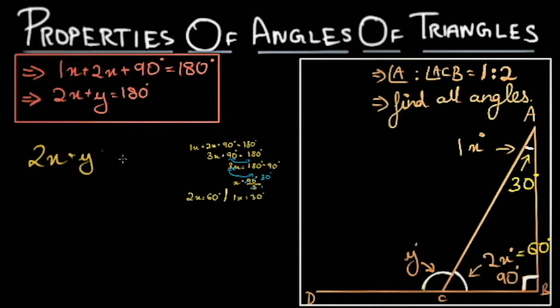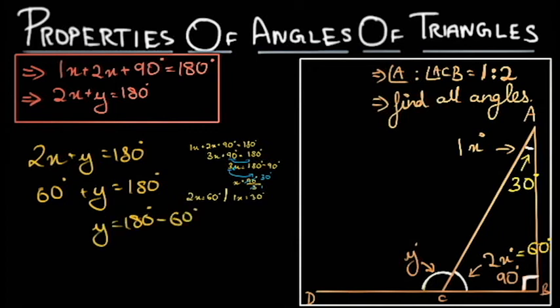Now we can see that 2x plus y is 180 degrees. We can use the second equation to solve y. Now we know that 2x is 60 degrees, so 60 degrees plus y, which is still unknown, is 180 degrees. We transpose 60 degrees to the other side, making it y is equal to 180 degrees minus 60 degrees. Since it is addition over here, it will change to subtraction when it gets transposed. So this makes y equal to 120 degrees, which is the answer of 180 minus 60 degrees. So we have found out all of the angles now.